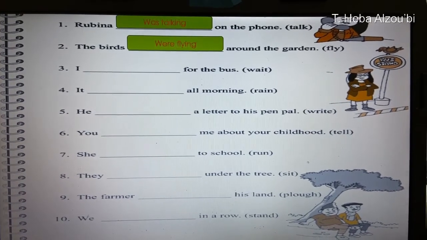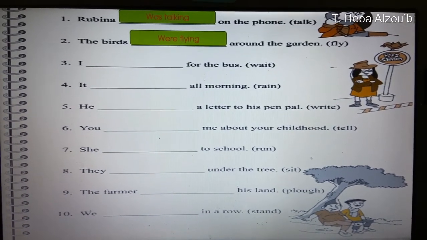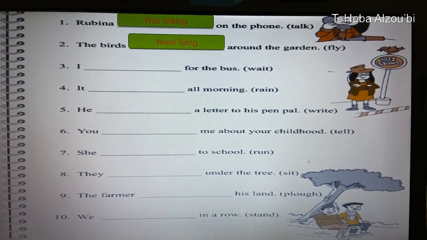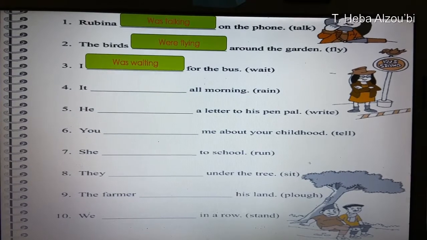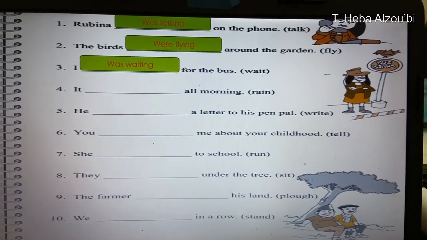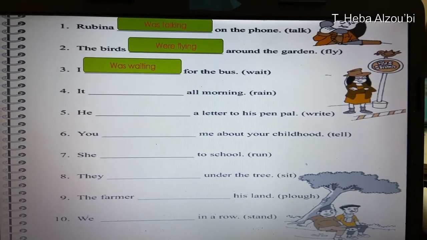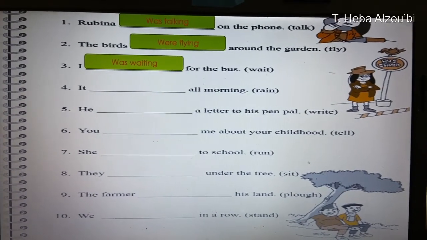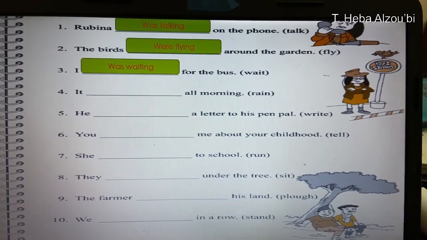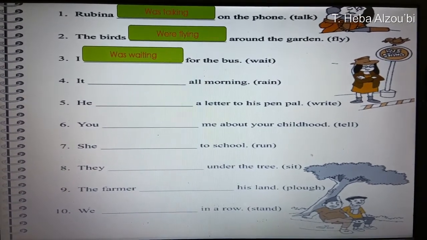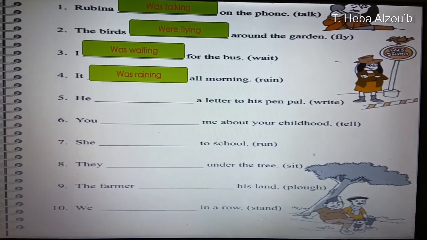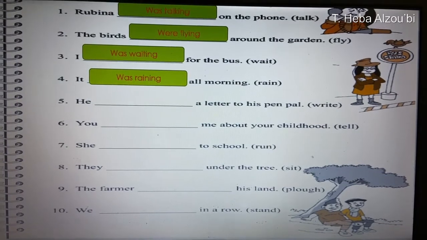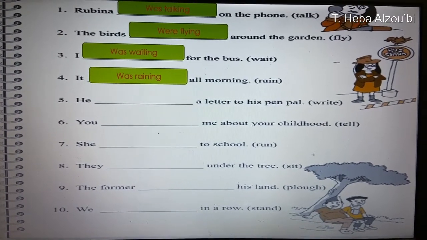Number 3, I for the bus. Wait. I was waiting for the bus. Number 4, it all morning, and the verb is rain. It was raining all morning.